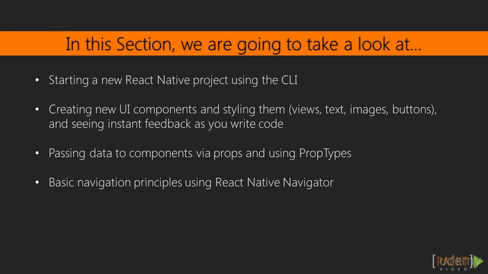at the command line. Then we're going to create a bunch of new and different UI components, and we're going to style them. Views, texts, images, buttons. And we're going to set it up so that we can instantly see what we're doing as we write our code. We're also going to talk about passing data down to all of our components via props, and we're going to learn what prop types are and how to use them.